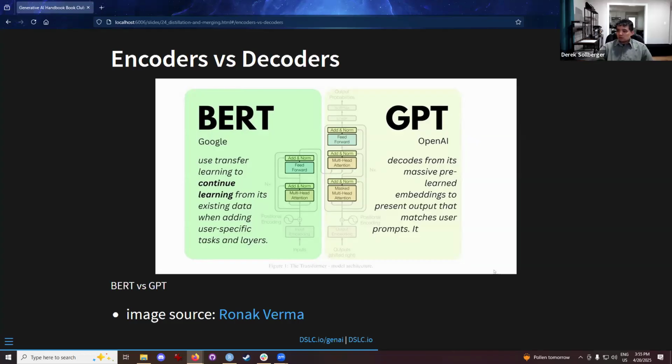So once again, on the left-hand side, for the encoders, we're asking the AI to continue training itself. And then on the right-hand side, with the decoders, we're asking the model to give us something that is spoken in plain language that's interpretable.